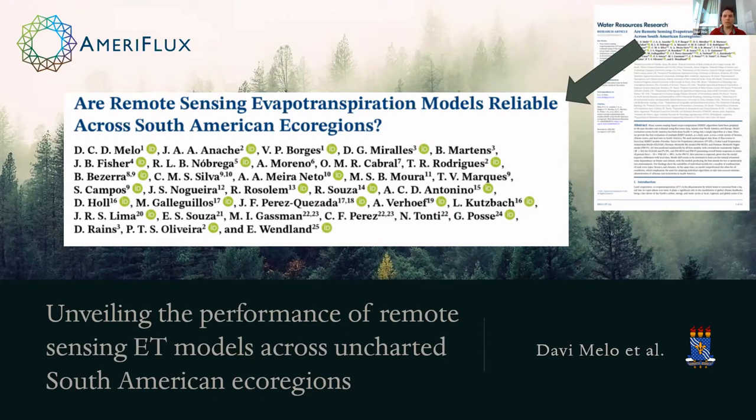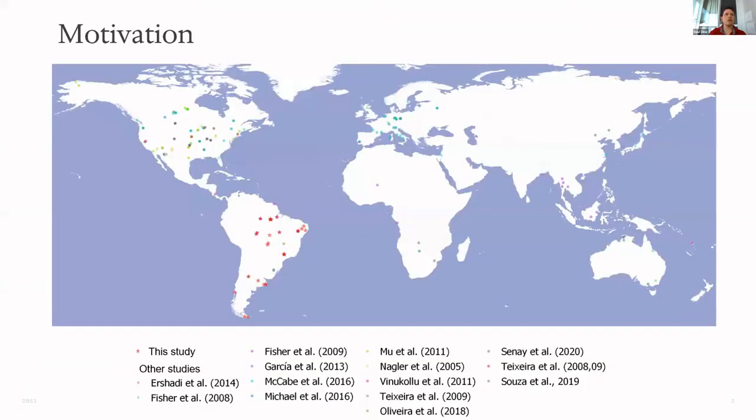This study had the following motivation. So we started to look at the literature, and what we found was that there are a lot of remote sensing ET models, but they are often validated or evaluated using data from flux towers from other continents, such as North America, Europe, and some towers across Asia. But there were a few studies that looked at the performance of those ET models across South America.